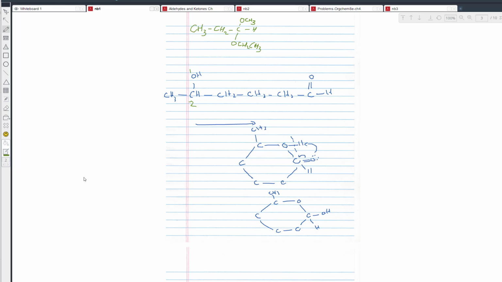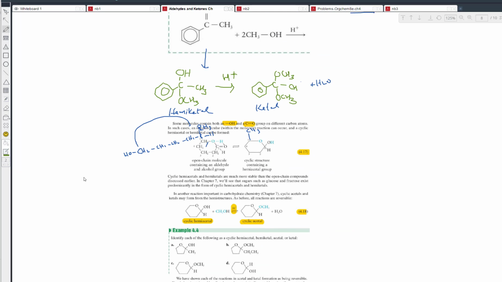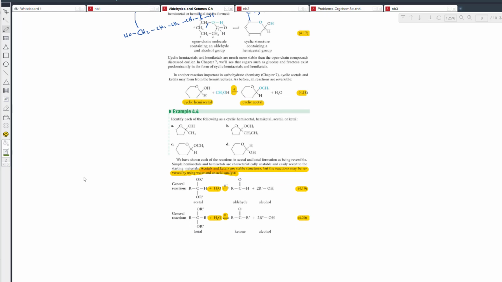I'm definitely going to be doing some practice with these. Okay. Now let's go to these. Identify each of the following as a cyclic hemiacetal, hemiketal, acetal, or ketal.